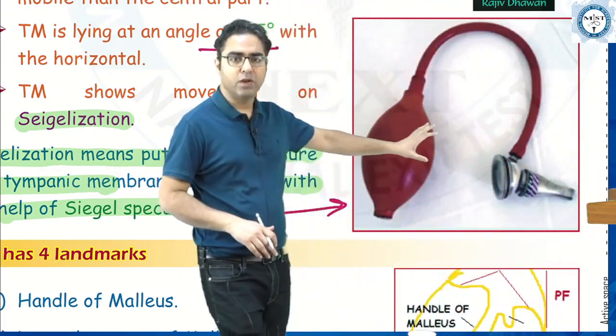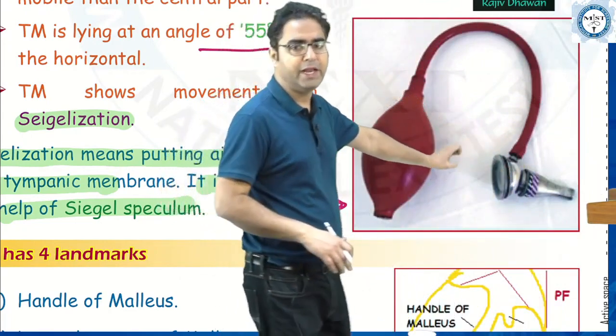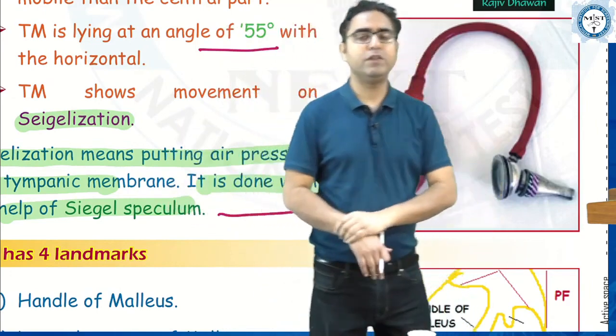Beta, what is this speculum? Siegel's speculum for the ear. The technique is called Siegelization. The instrument is called Siegel's speculum.